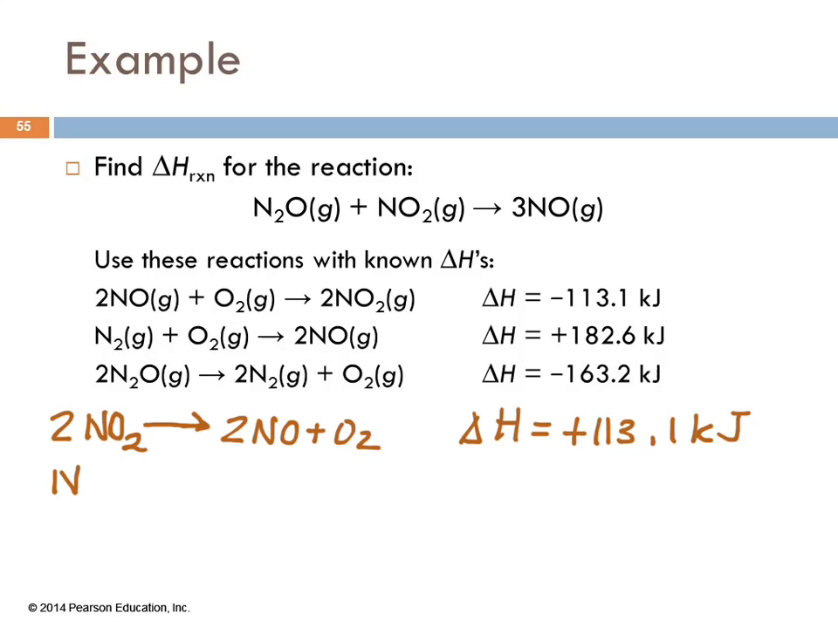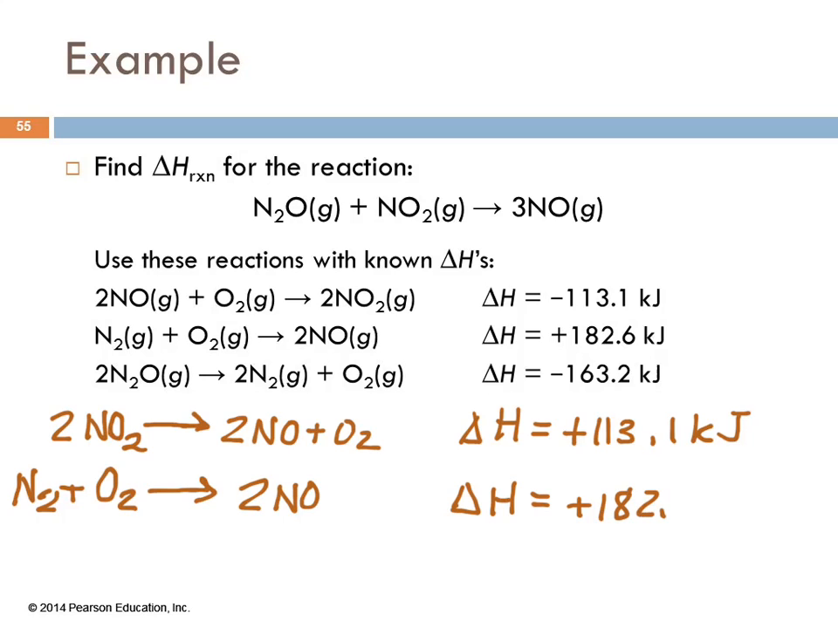So I'm just going to write this one down the same. N2 plus O2, hang on. I'm going to try to keep my arrows lined up because it makes it easier to see what's going on. N2 plus O2 goes to 2NO. And there I didn't do anything to the equation, so delta H is the same, plus 182.6 kilojoules.